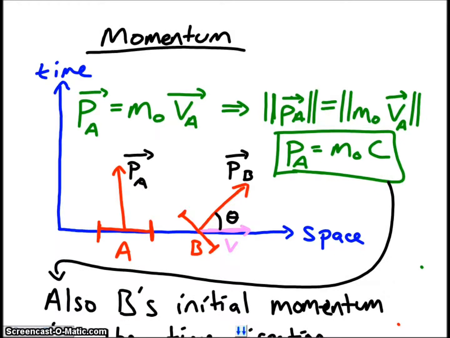So to find the magnitude of the momentum, we'll just take the magnitude of m sub 0 times v sub A, which is just going to give us m sub 0 times c, because the magnitude of the velocity vector is equal to c at all times. The momentum of rocket ship A is given by m sub 0 times c.